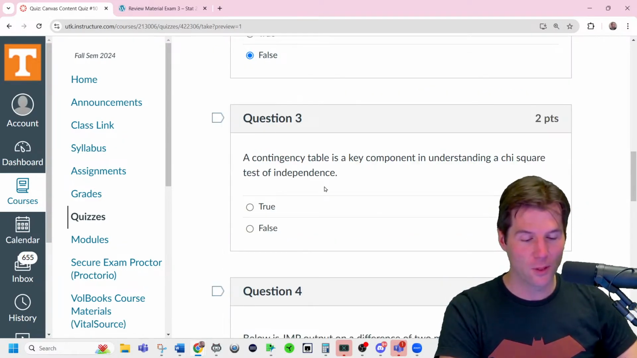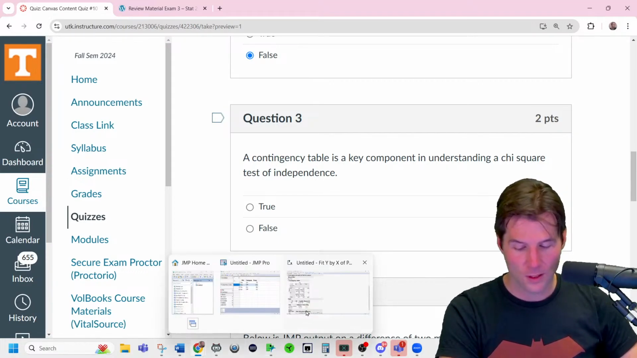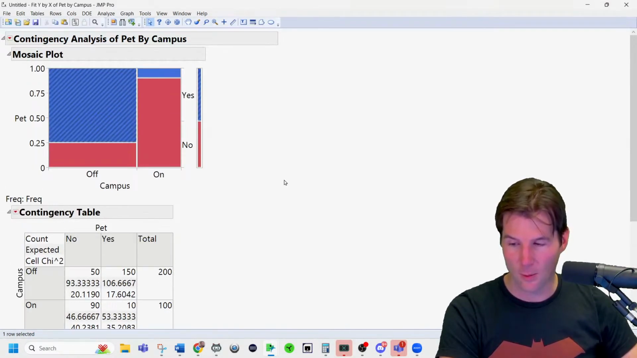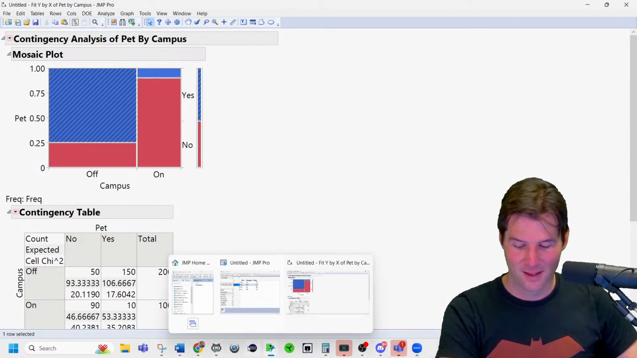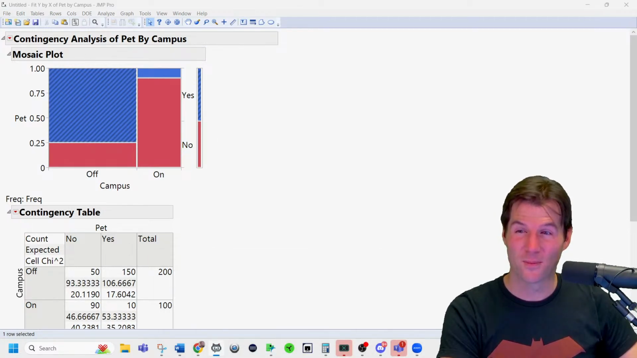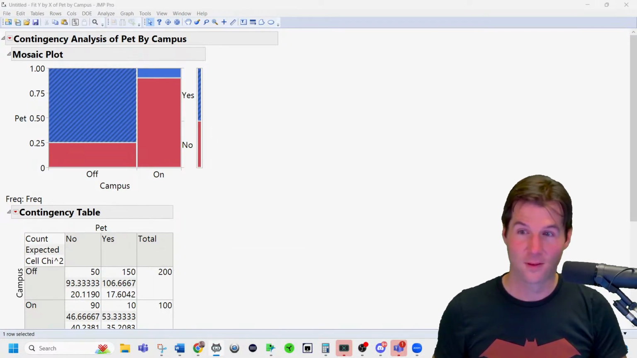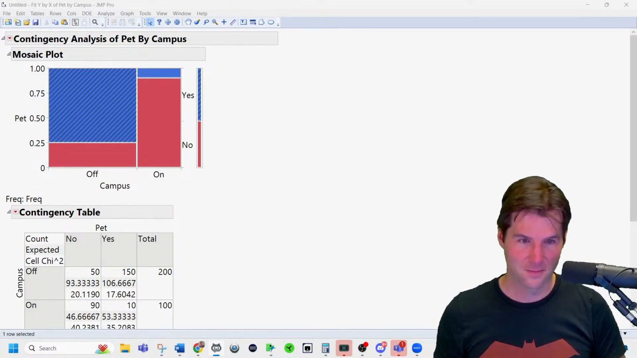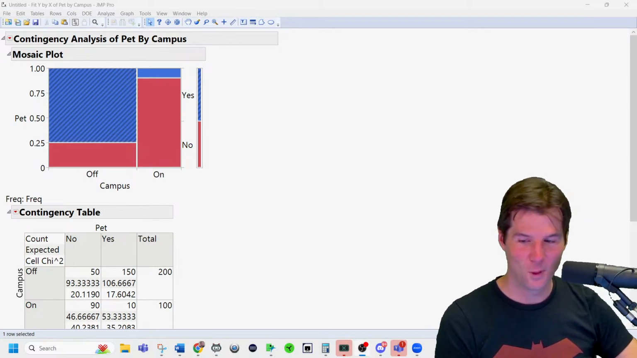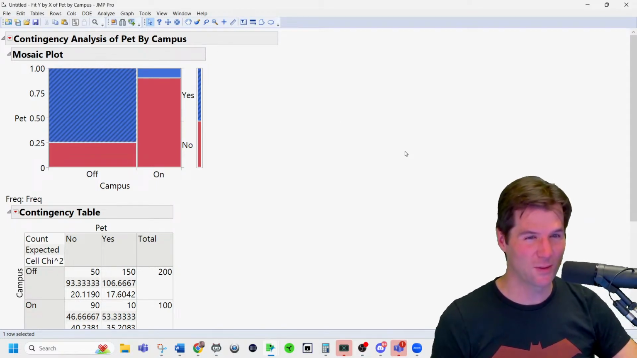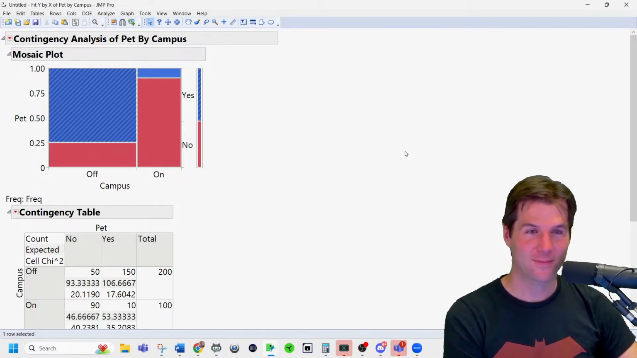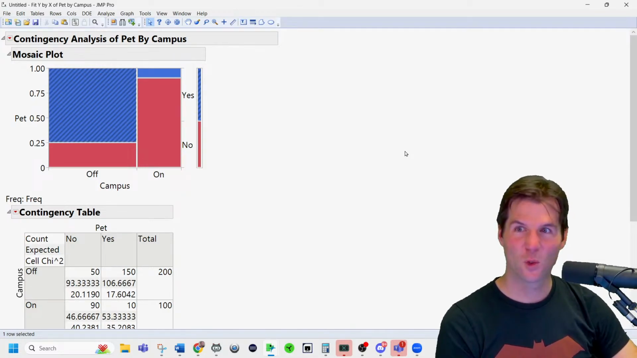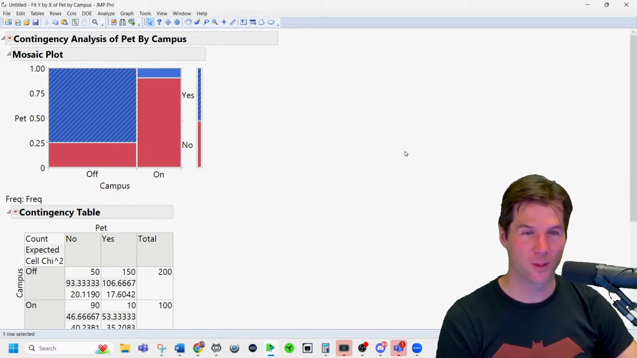A contingency table is a component in understanding a chi-squared test of independence. What do you think about a contingency table being a component of the analysis with a chi-squared test of independence? True or false? Contingency tables are a component of the chi-squared test of independence.